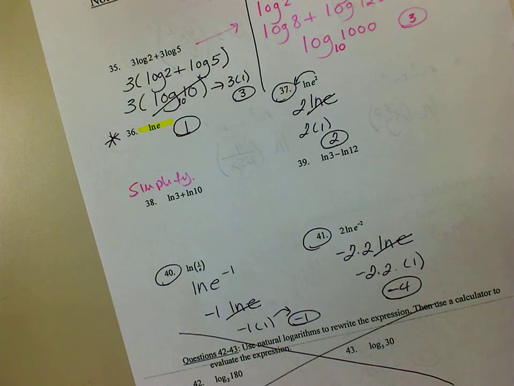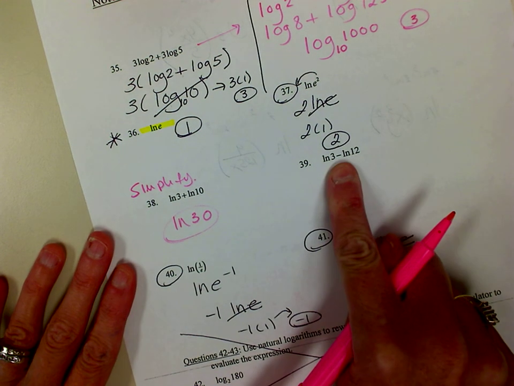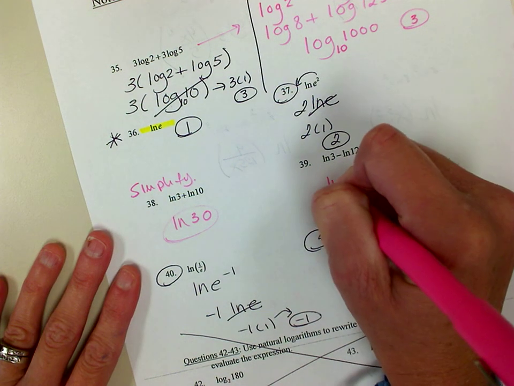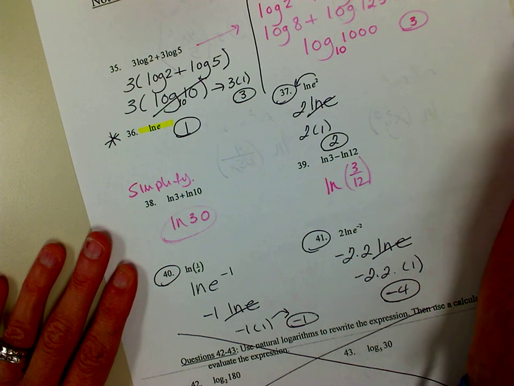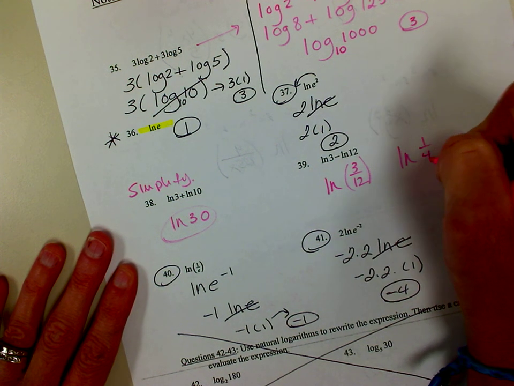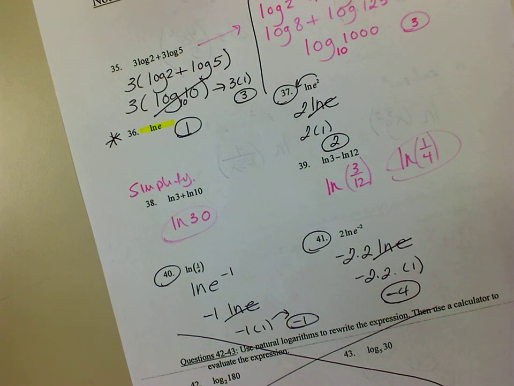Okay, so that addition sign means I'm going to multiply the 2 arguments together. Okay, so this becomes a natural log of 30, and then I'm done. This one means to divide, so 3 divided by 12, and I can reduce that to 1/4. So that is my answer to that one. So it might say to simplify, it might say to evaluate, so you just have to pay attention to the directions.